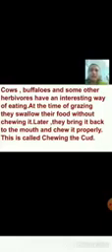Cows and buffaloes and some other herbivores have an interesting way of eating. At the time of grazing, they swallow their food without chewing it. And later, they bring it back to the mouth and chew it properly. This is called chewing the cud.